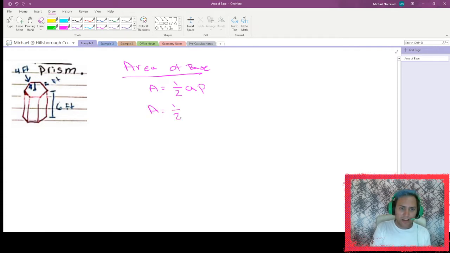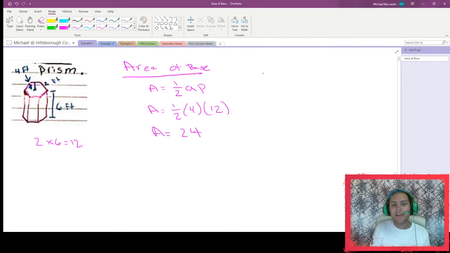If we look at this hexagon, the apothem is 4 feet. I drew it up here to make a little more sense of it. The perimeter: this side's 2, this side's 2, and so on, so you have six 2s. 2 times 6 equals 12, so the perimeter is 12 feet. So my area is 1/2 of 4, which is 2, and 2 times 12 is 24. So my area is 24.